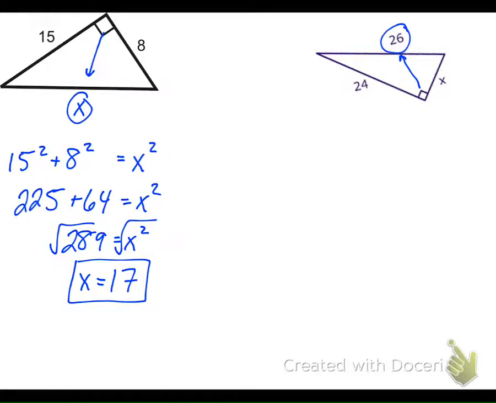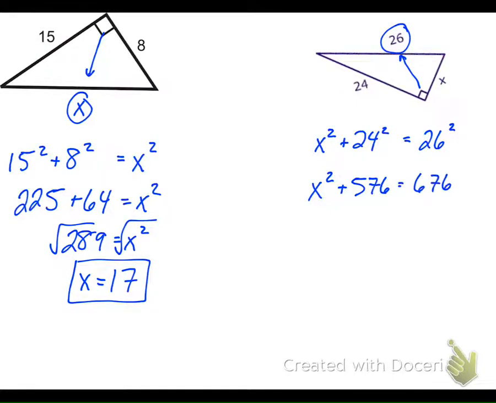And the last one here, same thing. You can put 26 squared by itself, as that's my hypotenuse. And then on the other side, I've got x squared plus 24 squared. So I get x squared plus 24 squared, which is 576, is equal to 676. I can then subtract the 576 over to the other side to get x squared is equal to 100. And then I can take the square root of both sides and get x is equal to 10.